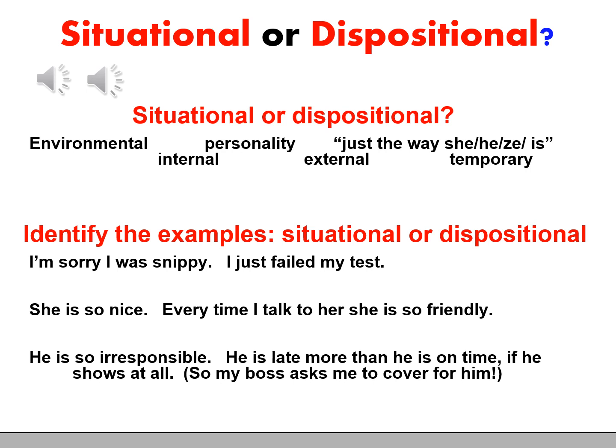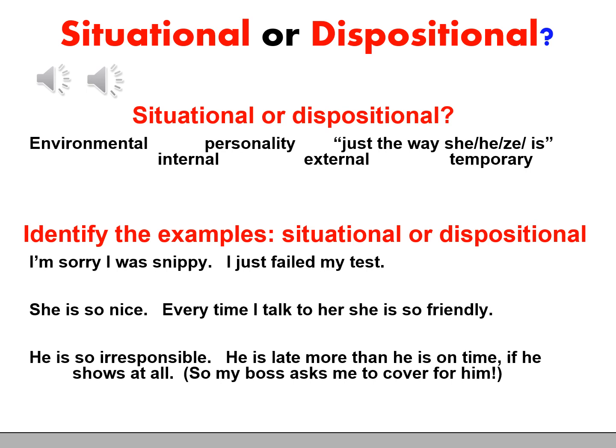So environmental, that would be a situational aspect. Personality, that's stable, that's dispositional. Just the way the person is, well, that's their temperament, their disposition. Internal, well, that's dispositional. External, situational. And temporary, well, that's clearly situational.